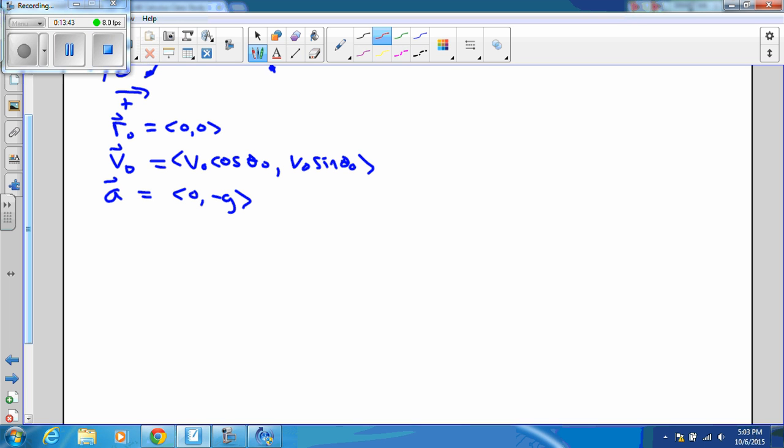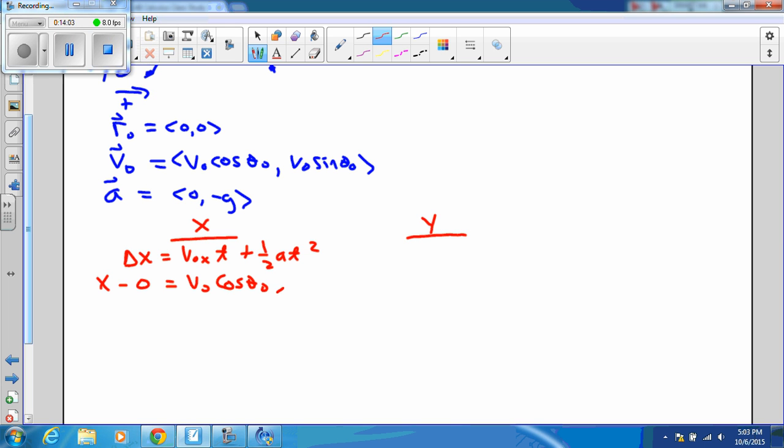Okay, so now what can we say? Well, actually, it's fairly straightforward. If I look in the x direction, and if I look in the y direction, then delta x is going to be v0 x t plus 1/2 a t squared. And because my initial position is at the origin, delta x is x minus 0. And because the acceleration is 0 in the x direction, then this guy goes to 0. So this gives us a nice concise expression. x equals v0 cosine theta t.